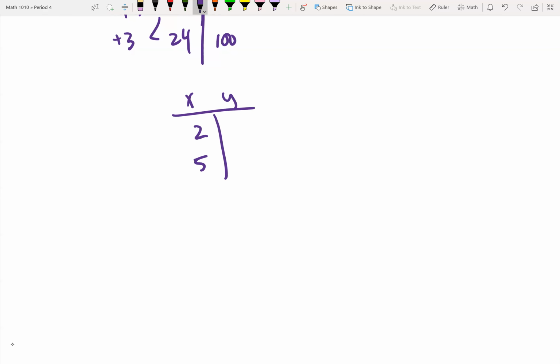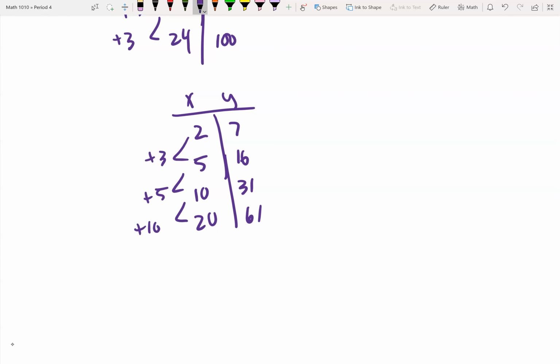Okay, so you've got 2, 5, 10, and 20. And these guys are 7, 16, 31, and 61. Okay, so this goes up by 3, this goes up by 5, and this goes up by 10. Does not mean it's not linear. This one right here goes up by 9. Then this one goes up by 15. And this one goes up by whatever that is, 30. So this is actually showing you exactly what I wanted to.